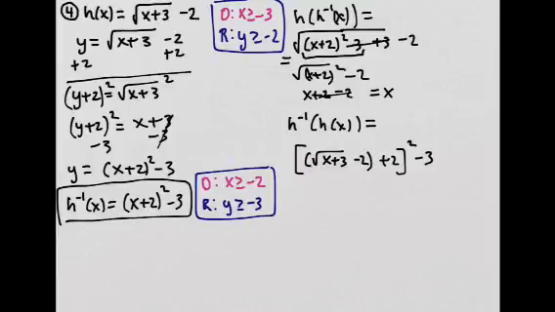So what happens here? 2 minus 2 is gone, and then so you have x plus 3 squared minus 3. So now the radical's gone, so it's x plus 3 minus 3. The 3's cancel, and you're left with x. So we were able to show that both compositions equal x, so that means that our answer is correct.